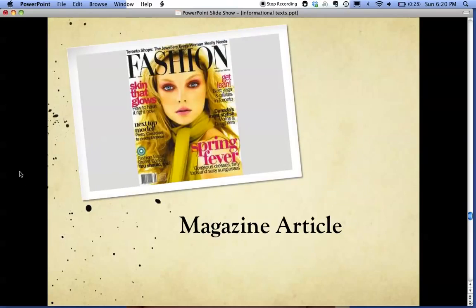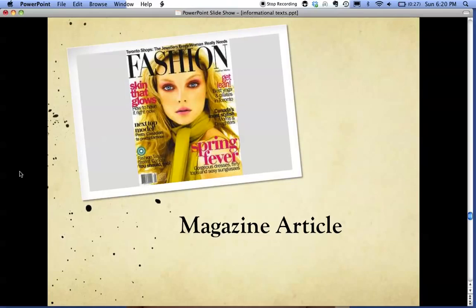Alright, the second type of informational text are magazine articles. Magazine articles, the purpose is to provide current and interesting information about a very particular topic. So just like newspapers, magazines are current. They come out sometimes once a week or once a month, but the information they give is particular to a certain topic.